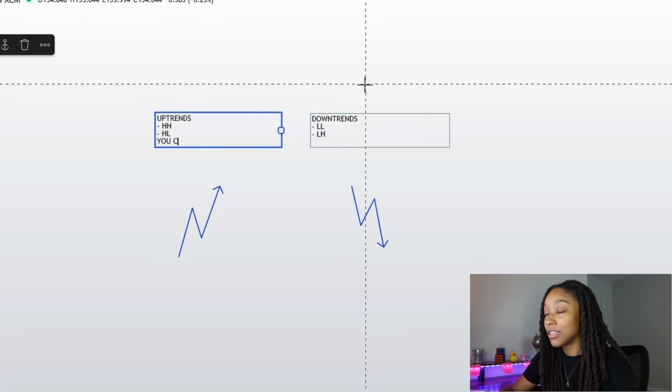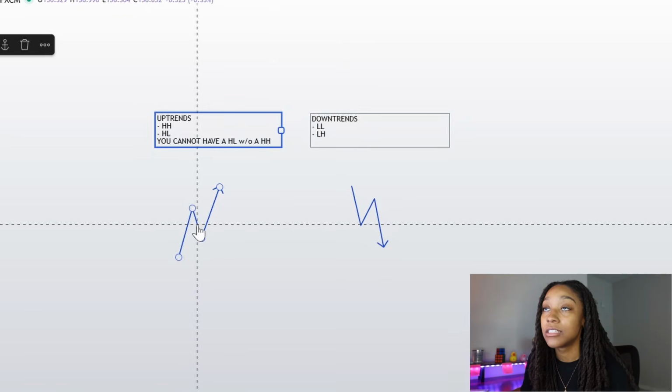Y'all got it? Now, there's something super important that people don't understand, and this is where people get messed up and confused. I need y'all to really understand and write this part down. You cannot have a higher low without a higher high. What does that mean? So we had this uptrend.